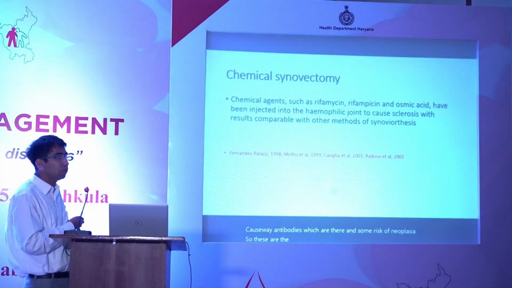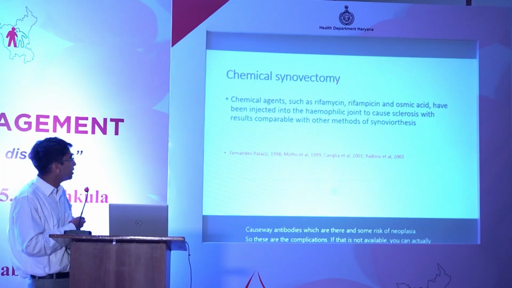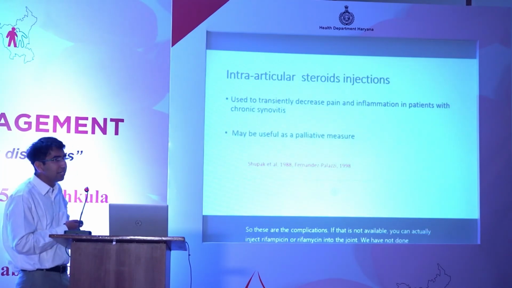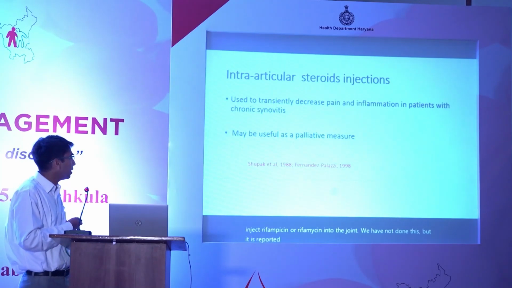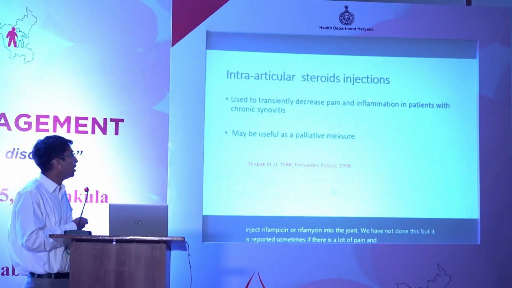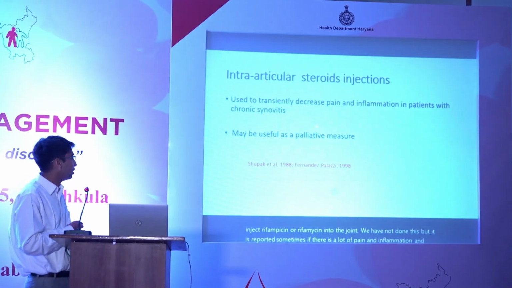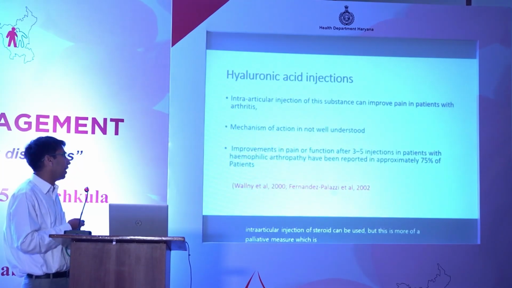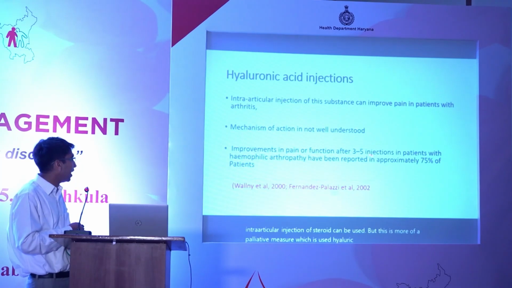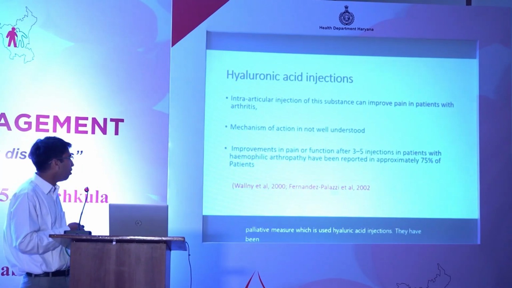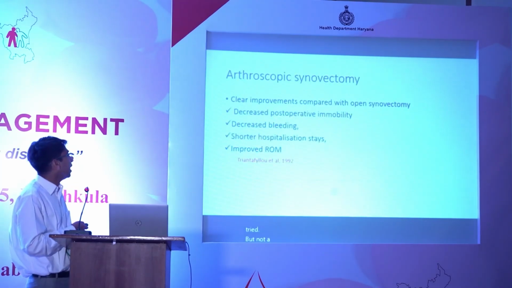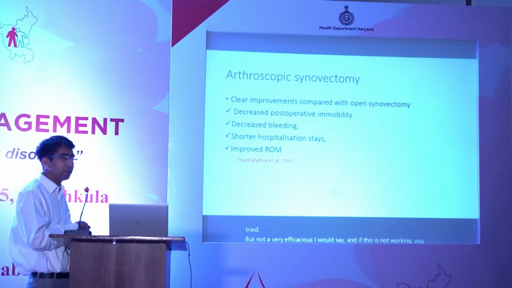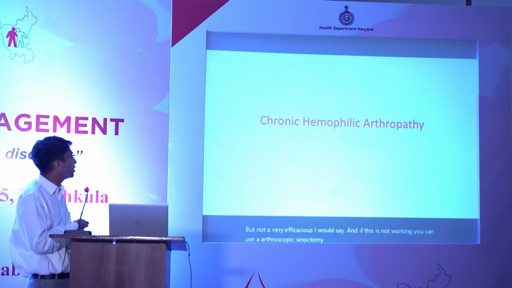If that is not available, you can actually inject rifampicin or rifamycin into the joint. We have not done this, but it is reported. Sometimes if there is a lot of pain and inflammation, an intra-articular injection of steroid can be used, but this is more of a palliative measure. Hyaluronic acid injections have been tried, but not very efficacious, I would say. And if this is not working, you can use an arthroscopic synovectomy, which your orthopedic colleagues will do.